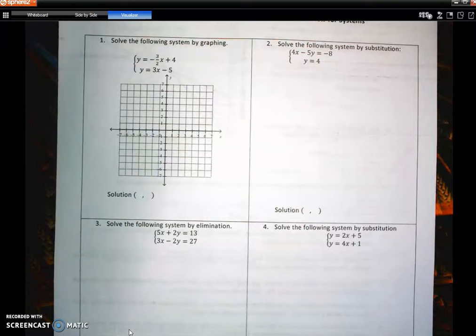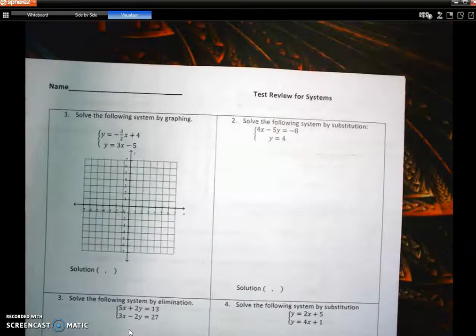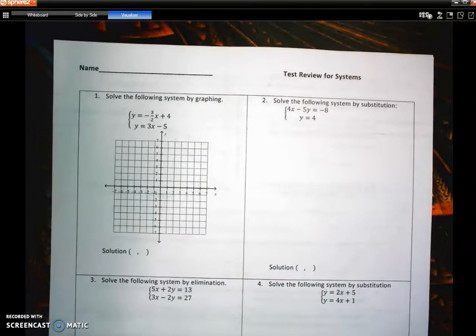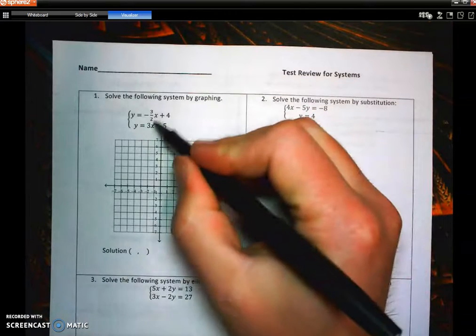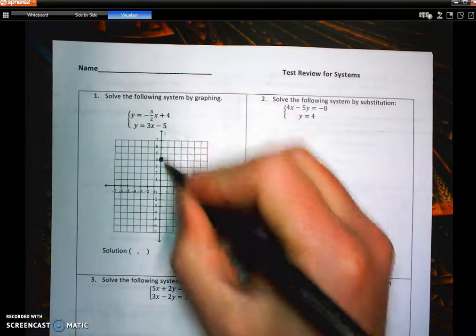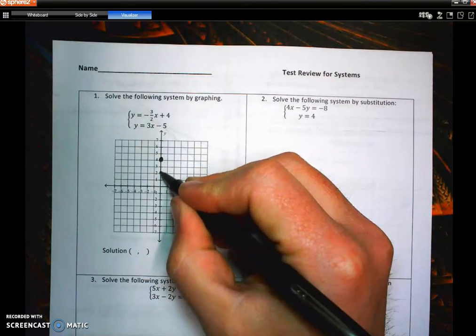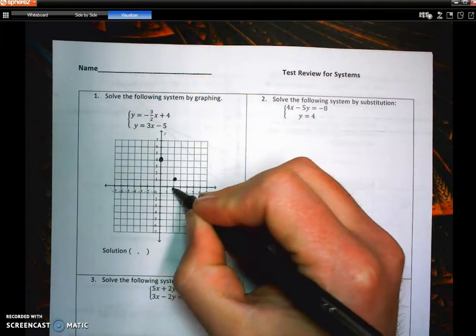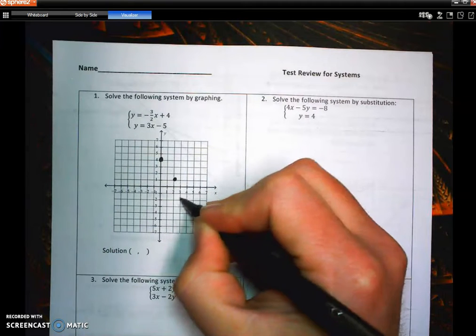That's the name of the game. All right, so first one you're going to solve by graphing. Solve the following system by graphing. Okay, so this one says negative 3/2 x plus 4. So you start at 4, and then negative 3/2 tells you to go down 3, over 2. Down 3, over 2.